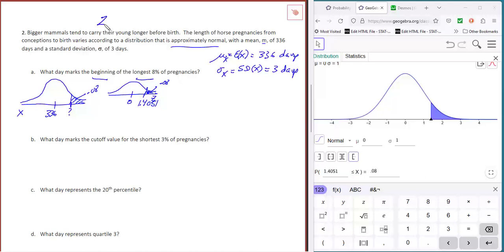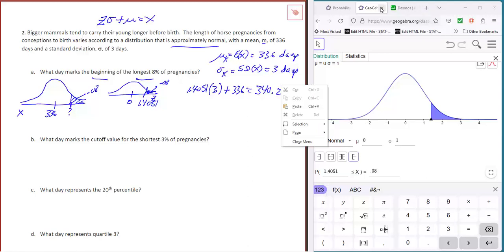Okay. So again, once we do that, we'll use this formula again that converts from a z-score to my measurement, where x is my measurement. So I can enter this as 1.4051. My standard deviation is 3 days, and my mean is 336 days. So I enter all that, and hopefully what I'm about to get is 340.21.